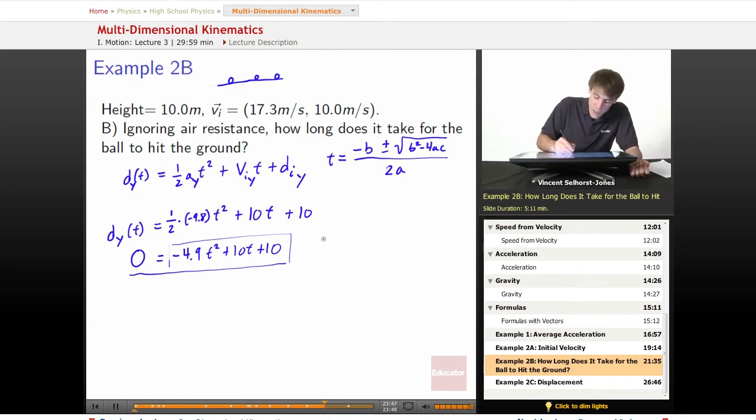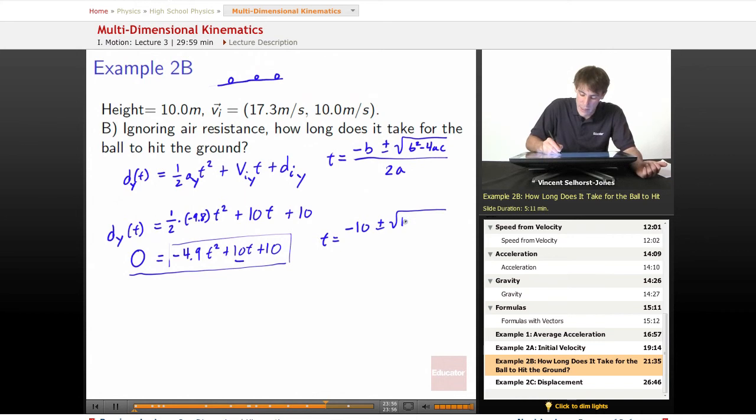So the answer to this is going to be time equals, what's b? B is this one right here. So we've got negative 10 plus or minus the square root of 10 squared minus 4ac. What's a? Negative 4.9, so 4 times negative 4.9, have to include that negative, times c, c is right here, 10. All divided by 2a, so 2 times negative 4.9.